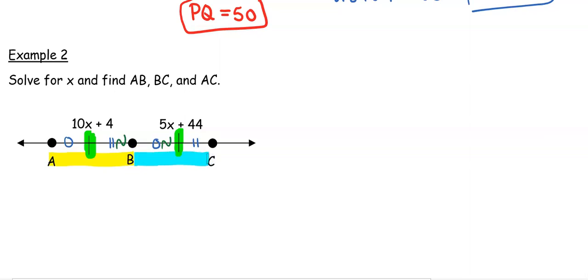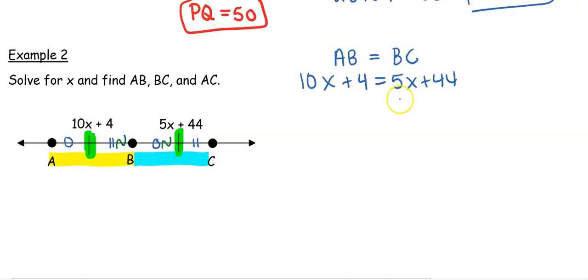is really important because when you write an equation to solve, that equal sign, equation, equal. To write your equation, you're looking for two values that have the same length. And we're lucky because AB is the same length as BC. They are equal. So I can set AB equal to BC. AB has the same length as BC. I set those two things equal to each other. And then I solve. I have a 10x and a 5x.